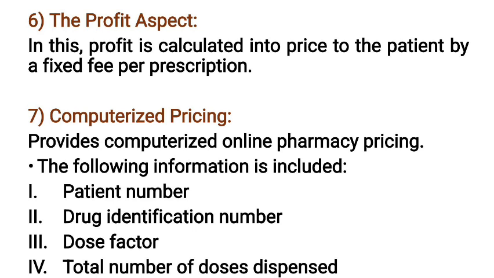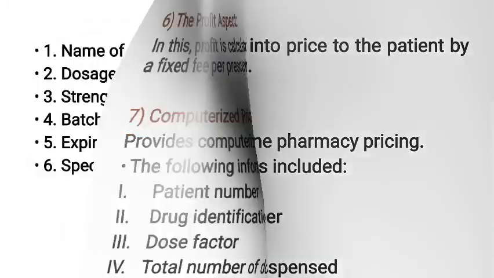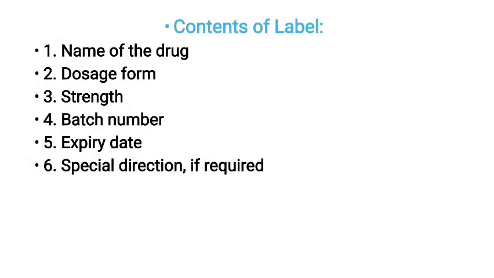The following information is included. First, patient number. Second, drug identification number. Third, dose factor. Fourth, total number of doses dispensed. Contents of label. First, name of the drug. Second, dosage form. Third, strength. Fourth, batch number. Fifth, expiry date. Sixth, special direction if required.